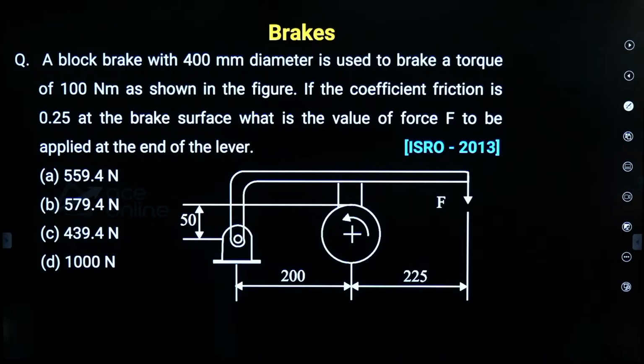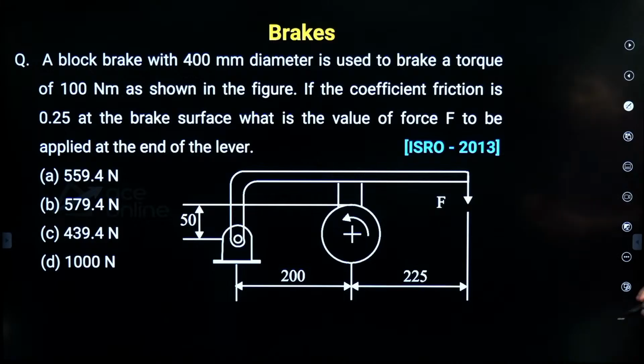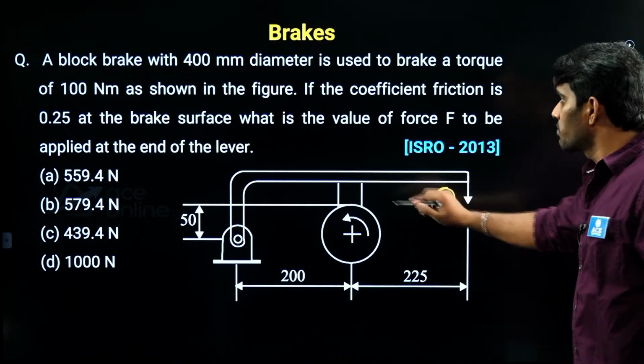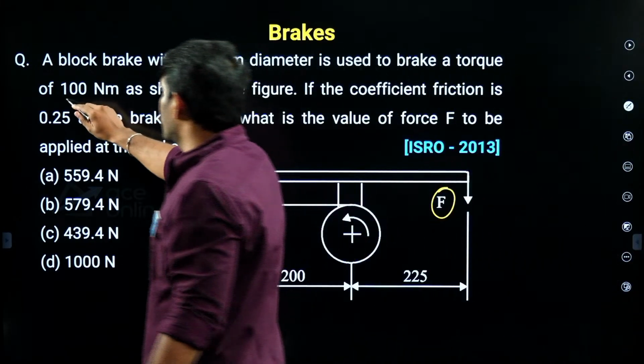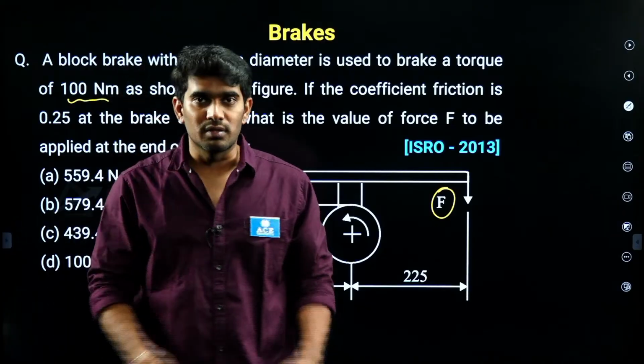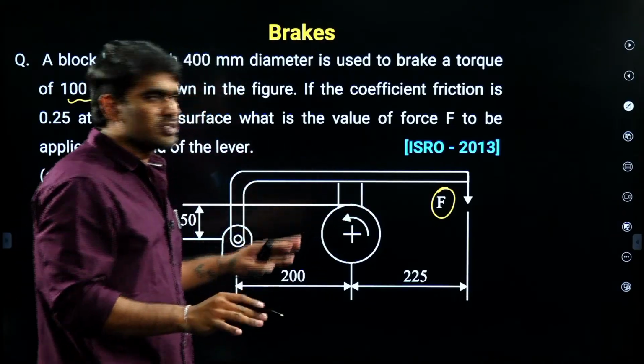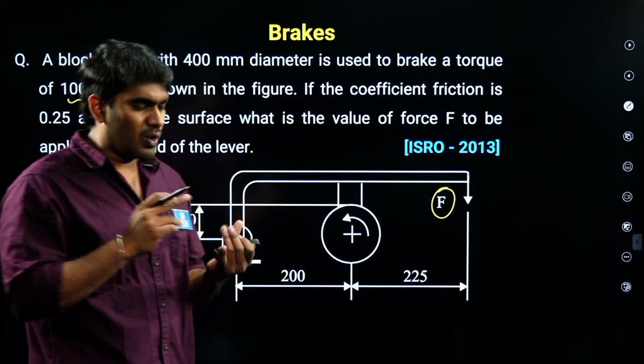The block brake with 400 mm diameter is used to brake. Here the braking torque is 100 Newton meter as shown in the figure. If the coefficient of friction is given as 0.25 at the brake surface, what is the value of F to be applied at the end of the lever? So this is the question. Here he is asking us to identify how much load can be applied to achieve a braking torque of 100 Newton meter. Simple, direct, straightforward question.